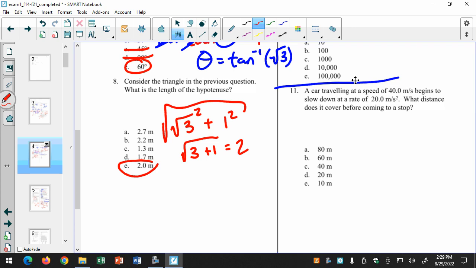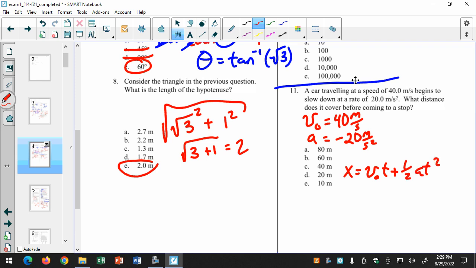So here, start it the same way. I write down what I know. V0 is equal to 40. It slows down at a rate of 20. That means that the acceleration is going to be opposite the velocity. The velocity is positive, so the acceleration is negative. And I want to know x. I know that x is equal to v naught times t plus 1/2 a t squared, but I don't know t, all right? And I don't know x. So I have to figure out t. But I can figure out t.